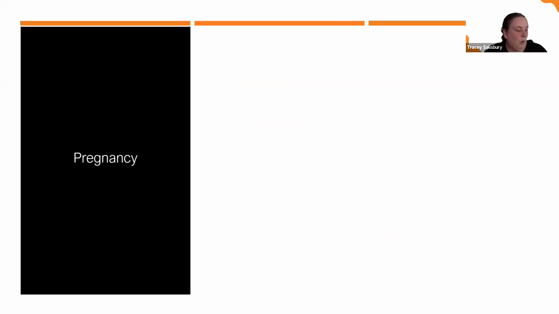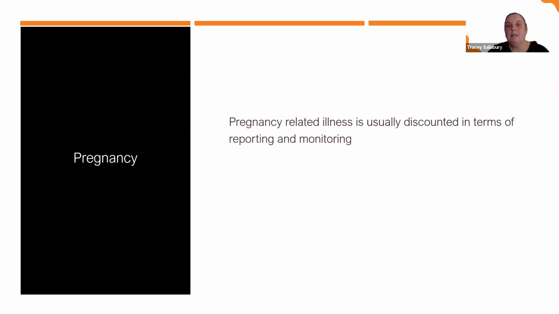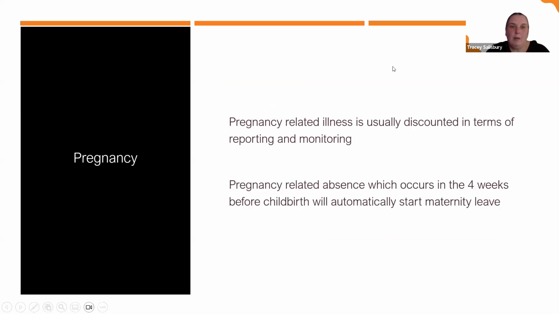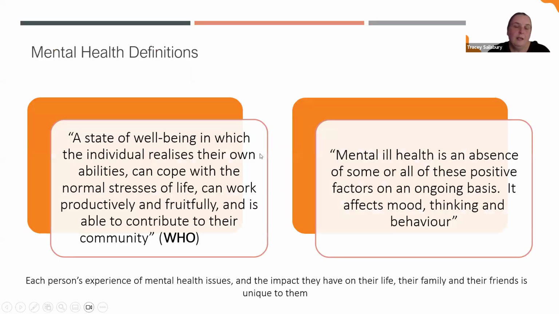A couple of quite specific things just to cover. So pregnancy is one of the areas where you normally do need to make adjustments to absence reporting. So any pregnancy related absence is normally discounted in terms of monitoring absence figures. It's really important to remember that if somebody is off with pregnancy related absence in the 4 weeks before childbirth, that will automatically start their maternity leave. So keep a note on any sickness or any doctor's notes that come in during pregnancy, and make sure if you need to start things, you're on top of those dates and figures.